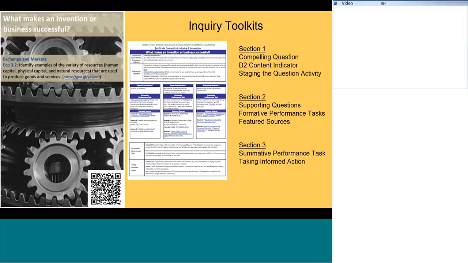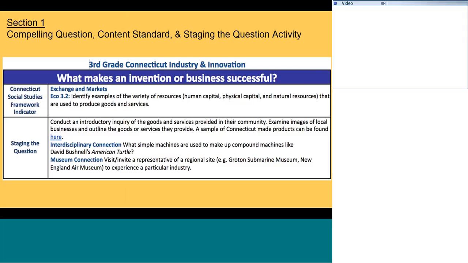I'm going to break down each part piece by piece. In the next part we have just section 1, which is the compelling question, content standard, and staging the question activity. This is a toolkit that was designed for 3rd grade, created by Jennifer Murray, a great teacher who works over at ACES. Here you can see the content standard and the staging the question. You can move on to the next slide.